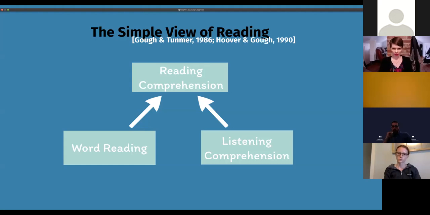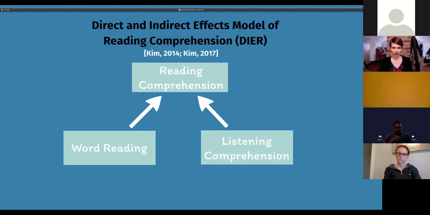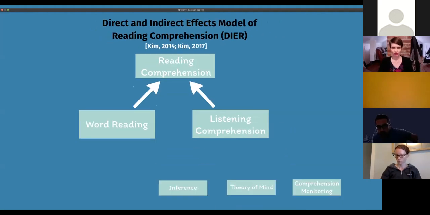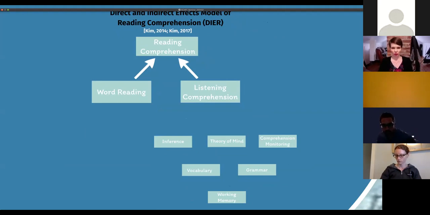And so more recently, another model or framework has been introduced, which is the direct and indirect effects model of reading comprehension, or DIER. So the DIER model builds on the simple view of reading and suggests that word reading and listening comprehension, as per the empirical evidence supporting the simple view of reading, have these direct effects on reading comprehension. But there are a subset of other skills that we can specify that have indirect effects through listening comprehension and word reading. So I'll just briefly walk you through these.